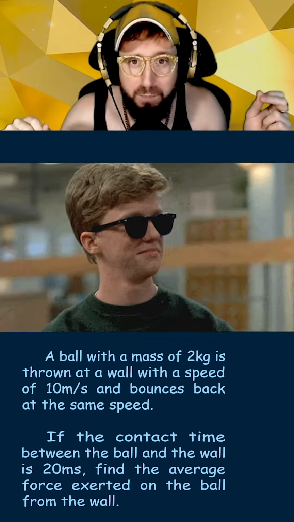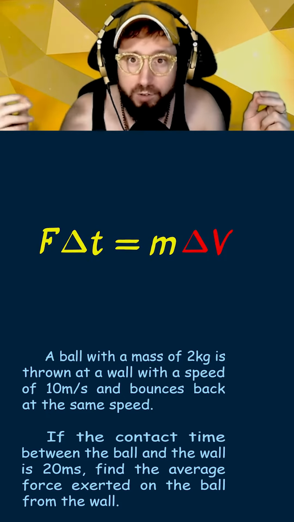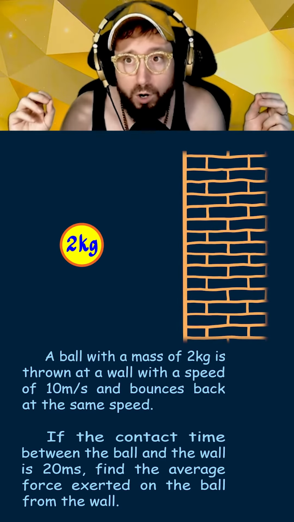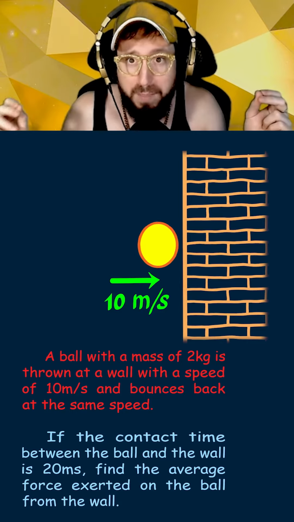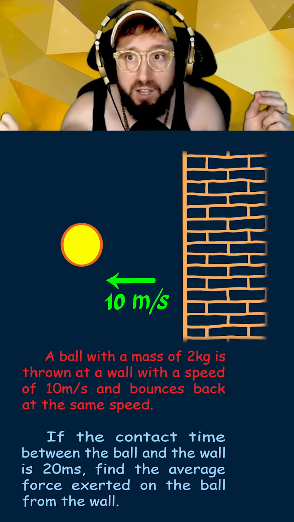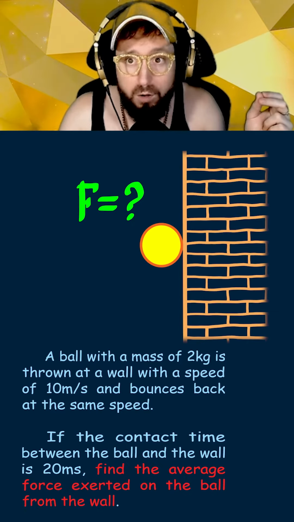The cool thing about impulse is it allows us to calculate the average force applied to an object in order to change its velocity, such as in this question, where a 2-kilogram ball is thrown at a wall with a speed of 10 meters per second and bounces back at the same speed after being in contact with the wall for 20 milliseconds. Find the average force exerted on the ball from the wall.